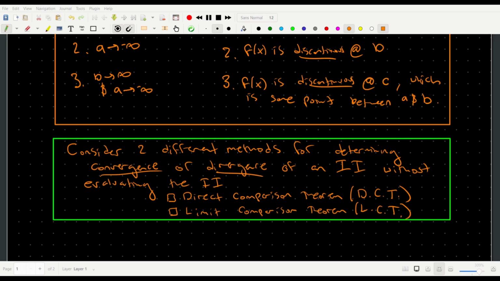Before I write down the actual words and definition of the direct comparison theorem and the limit comparison theorem, what I want to do is go through and actually evaluate the improper integral of a relatively simple function that is going to be very useful for us for applying the direct comparison theorem and limit comparison theorem. So we're going to consider the following two examples.